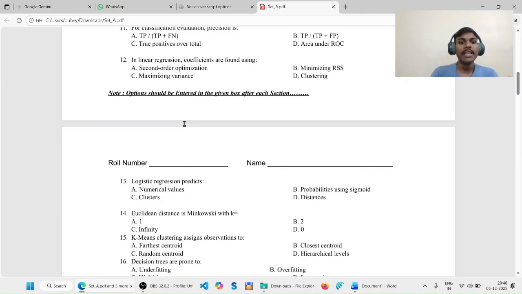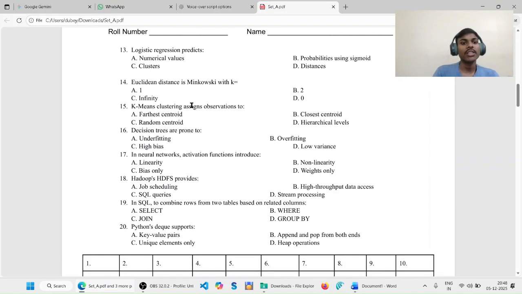Question 12. In linear regression, coefficients are found using second order optimization, minimizing RSS, maximizing variance, or clustering. The correct option is option B, minimizing RSS. Linear regression chooses parameters that minimize the residual sum of squares. This ensures predictions are as close as possible to the real values. RSS minimization is the mathematical foundation of the model.